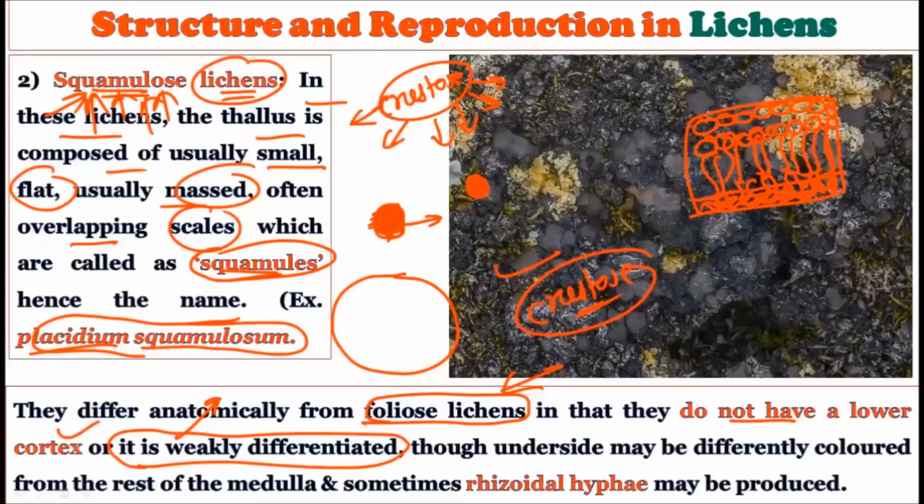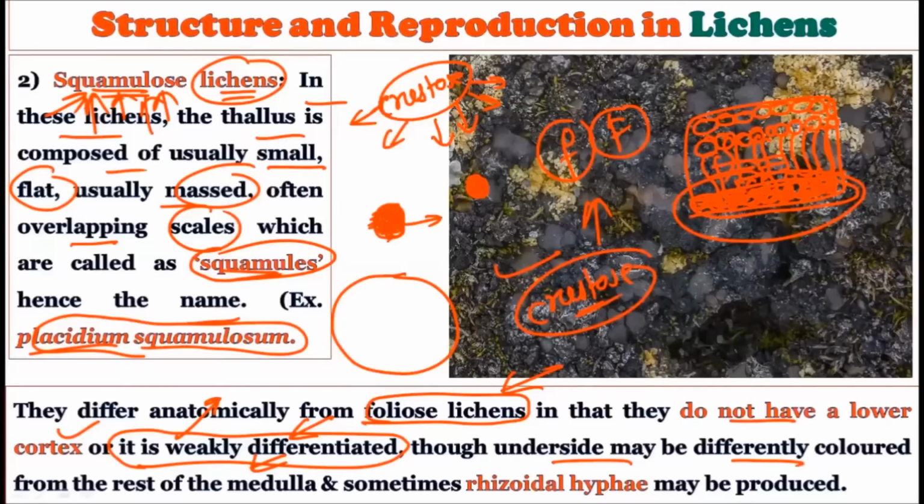So they are just one step ahead of the Crustose lichen, but they are still lacking behind the Foliose lichen or the Fruticose lichen, because anatomically they do not show the presence of cortex, or sometimes they are just weakly differentiated through the underside, maybe differently colored from the rest of the medulla. That is, this portion shows some differentiation, and it is a colored portion which makes it different from the medulla portion. So some structures of the lower cortex are there, but it is not completely differentiated.